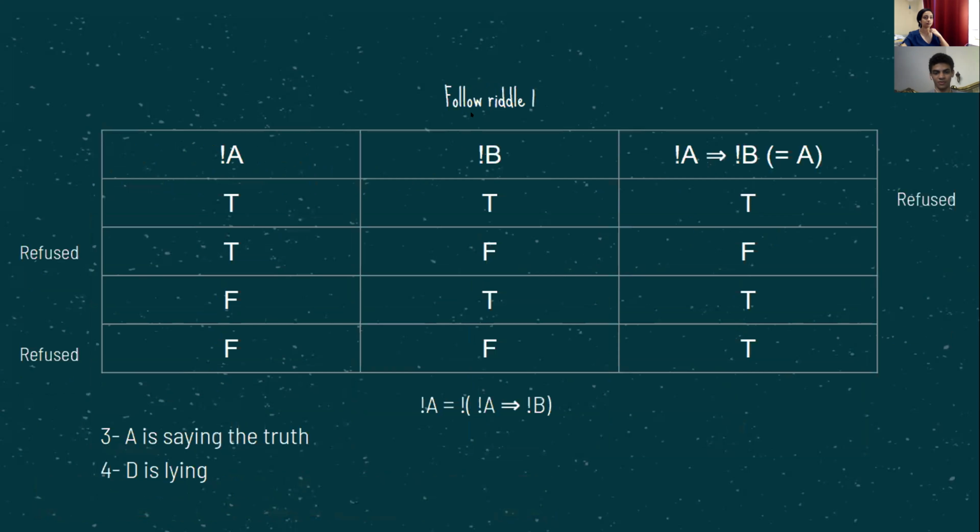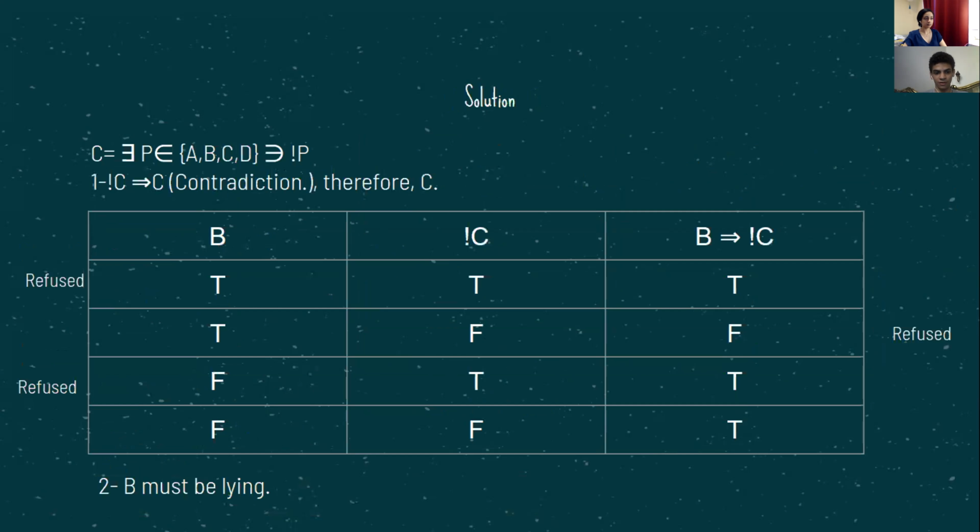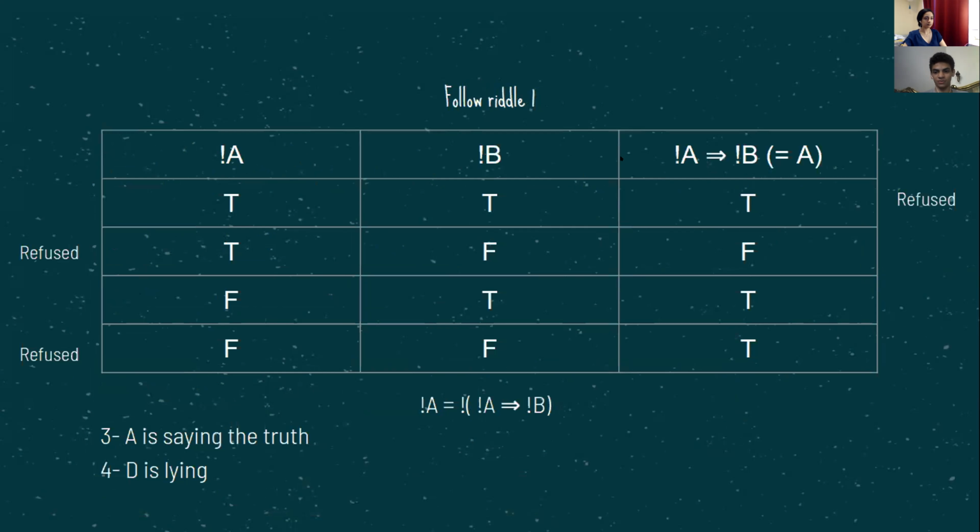So continuing on with this riddle, we can start considering cases for A and B. First, what the statement is saying is that if I lie, so must B. So what A is saying is not A implies not B, right? That's if we translate it into the formal language: not A implies not B. Okay. So we are going again to construct this truth table. So true, true, true, true, false, false, and the other two cases, like the normal implication table.